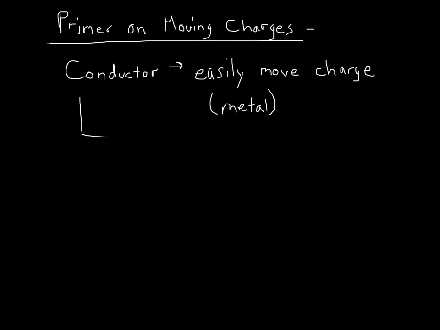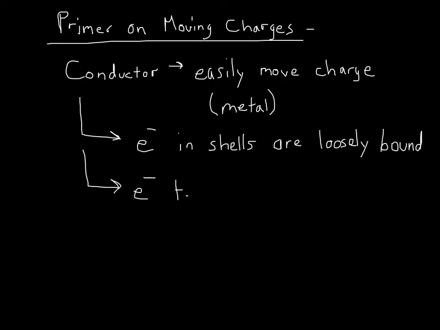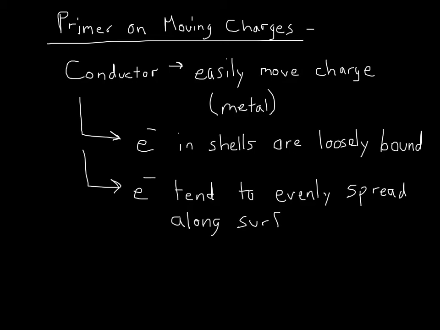And the way conductors work, they work on an atomic level. In a conductor, the electrons in the outer shells are loosely bound. So they can move. They can be stripped away. They're mobile. So electrons will flow around on the surface of a conductor. And furthermore, on a conductor, electrons tend to evenly spread out along a surface. These are two very useful aspects of conductors, and we make use of these quite often.